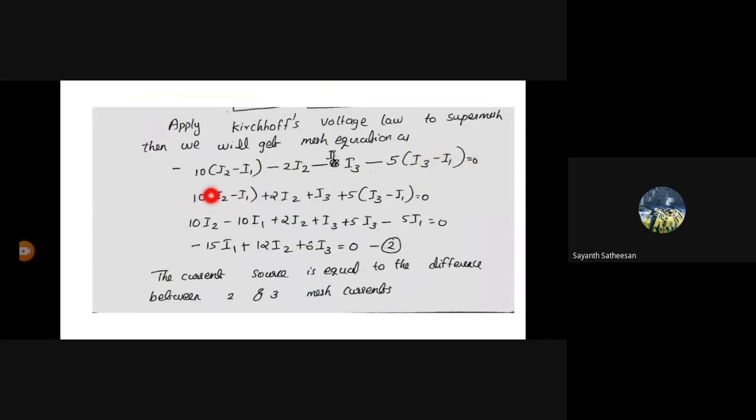So now I am multiplying the terms inside the bracket with this quantity. As a result, I can expand this equation as minus 10I2 plus 10I1 minus 2I2 minus I3 minus 5I3 plus 5I1 equal to 0. But here you know that this is on the left side of the equation, so you can change the sign. Finally I am getting 10I2 minus 10I1 plus 2I2 plus I3 plus 5I3 minus 5I1 equal to 0. That is the equation.